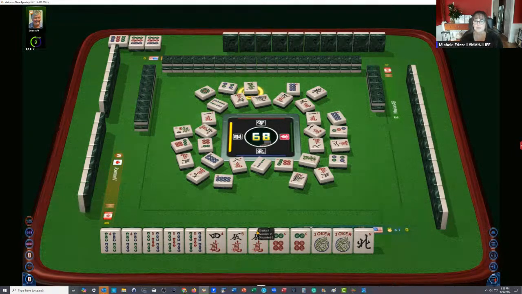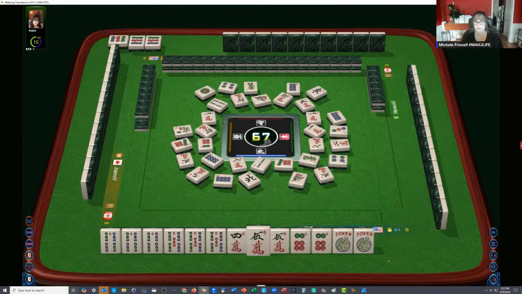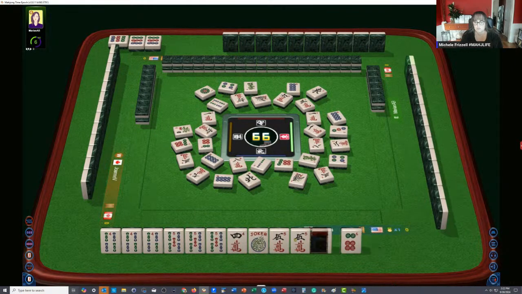Green dragon. I really wish they would. Look. Oh my gosh, North wind. We're ready to win on a double wait. Okay, so we can use these jokers here for a 5 or 4 dots. We're ready to win on one of two tiles.